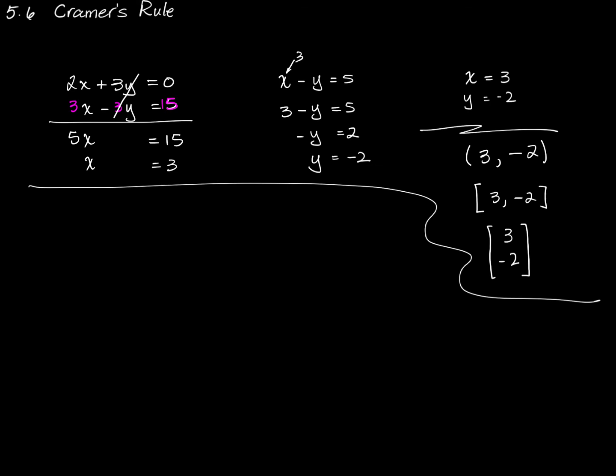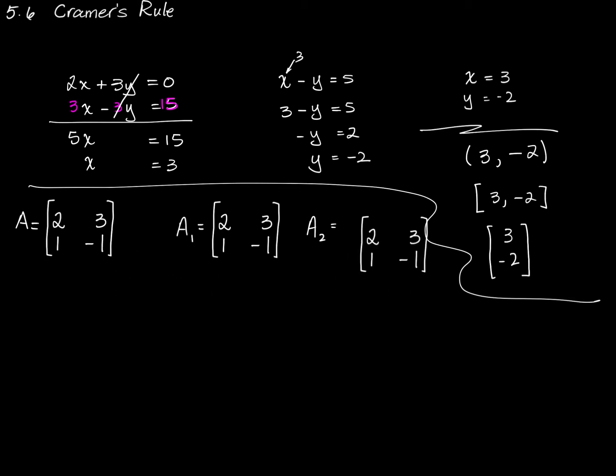We're going to start by making a matrix of just the coefficients in the original system of equations. I'm going to call this matrix A. I'm also going to create two other matrices. I'm going to call them A1 and A2. Here's how we're going to make these. I'm going to take a copy of matrix A and stick it here, and I'll take another copy and put it over here.